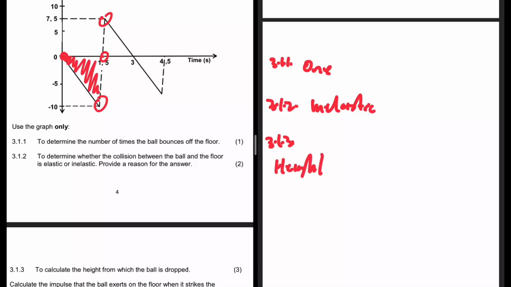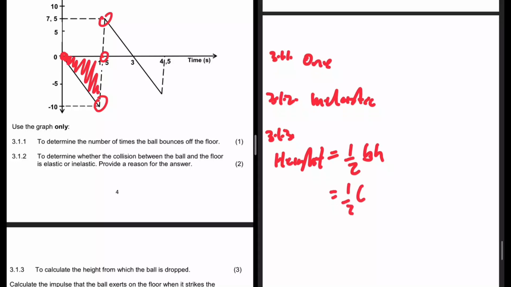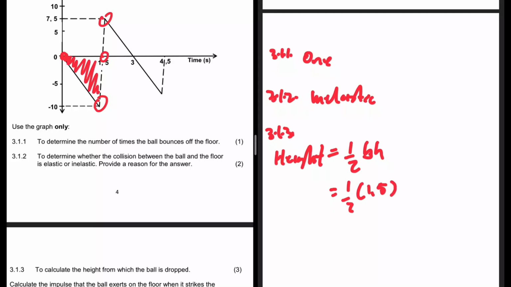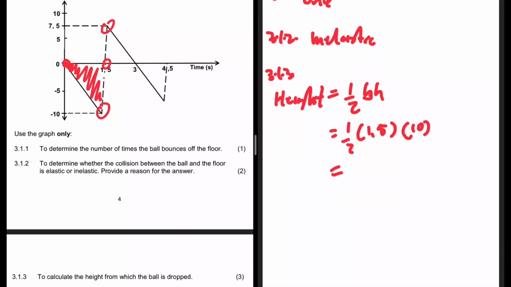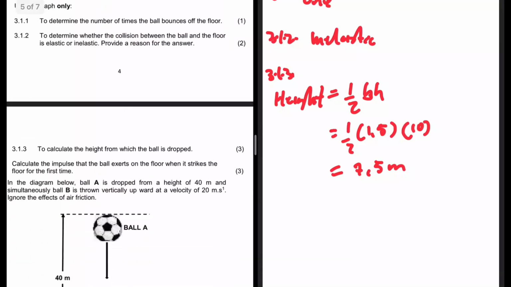So the height will be equal to a half base multiplied by height. Why a half base multiplied by height? Because we have a triangle. So a half, the base is the time, which is 1.5. The height is the velocity, which is clearly 10 as it strikes the ground. Okay, so this gives us 7.5 meters. So there we go. That is the height. We're not supposed to use equations of motion here. We're supposed to use the area, right? If we're looking for the acceleration, we will calculate the gradient, right? That is how it works.